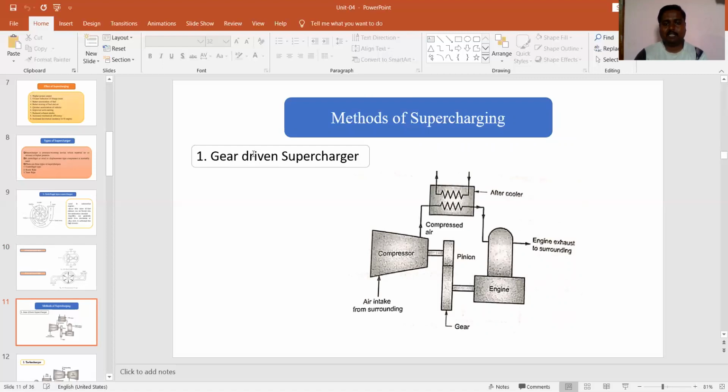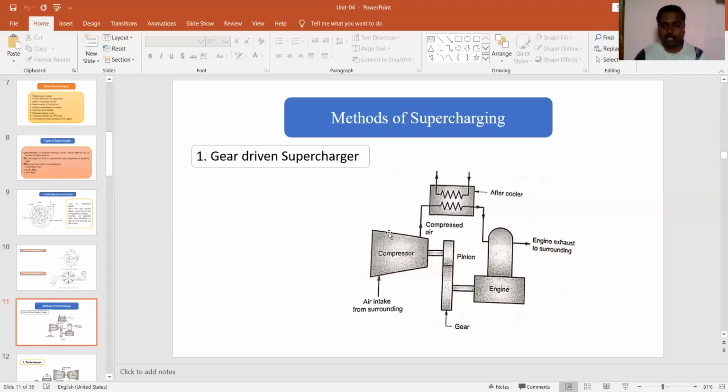First one is the gear driven supercharger. Here in the diagram we can see this is the engine. This is the inlet for the engine, this is the outlet or exhaust for the engine. And this is the compressor, which means the supercharger. This is the inlet for the compressor, this is the outlet for the compressor. In the supercharger, the pressure of air increases and the high pressure air is supplied to the engine cylinder.